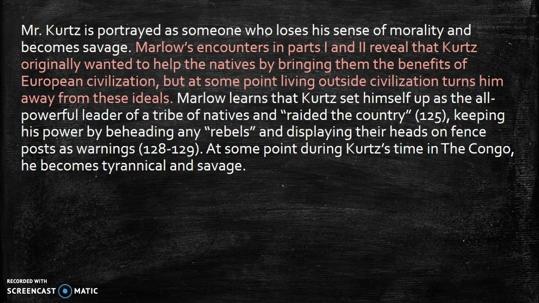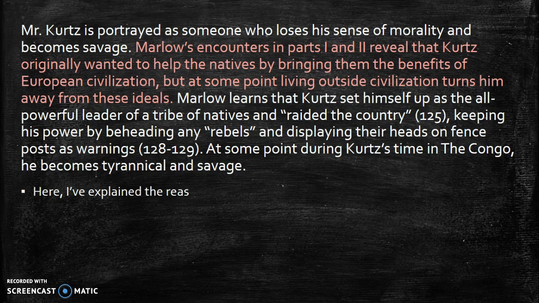Mr. Kurtz is portrayed as someone who loses his sense of morality and becomes savage. Marlowe's encounters in parts 1 and 2 reveal that Kurtz originally wanted to help the natives by bringing them the benefits of European civilization, but at some point, living outside civilization turns him away from these ideals. Marlowe learns that Kurtz set himself up, and then the rest of it's the same.